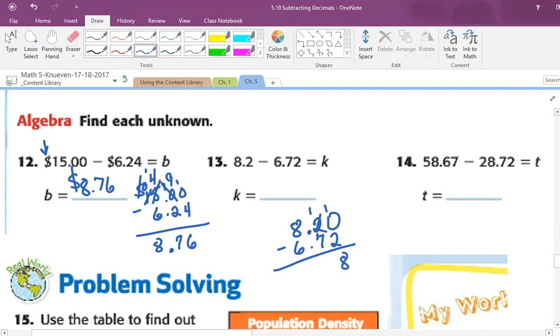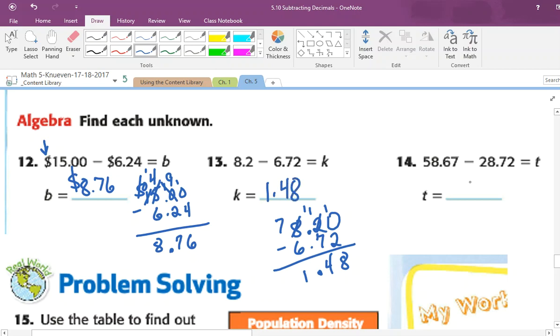7 from 1 I can't do, so I borrow from the 8, and that becomes a 7. This 1 now becomes 11 because I borrowed that 1. 7 from 11 is 4. I bring down my decimal point, and then 6 from 7 is 1. So we get 1.48.